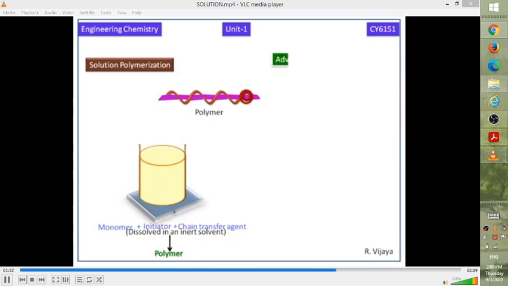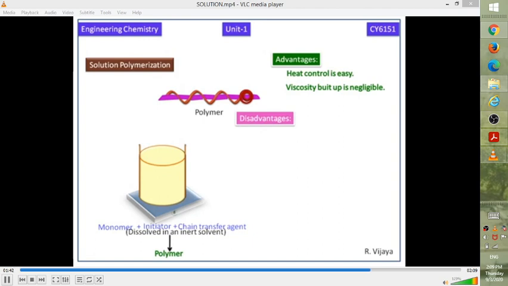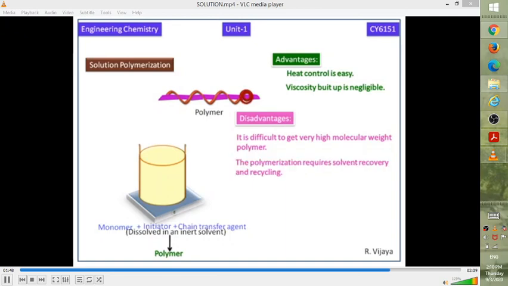Now we see the advantages of solution polymerization. Here the heat control is easy. Viscosity buildup is negligible. Next we see disadvantages. It is difficult to get very high molecular weight polymer. The polymerization requires solvent recovery and recycling. Next we see applications. In the solution form, it can be directly used as adhesives and coatings.